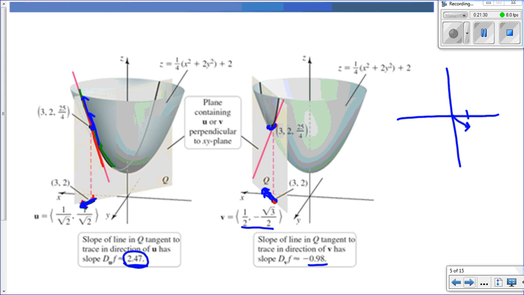And so the directional derivative would be negative 0.98. So the z values are decreasing at that point, as we're moving from here to here. And so that's just the slope of the tangent line at that point.